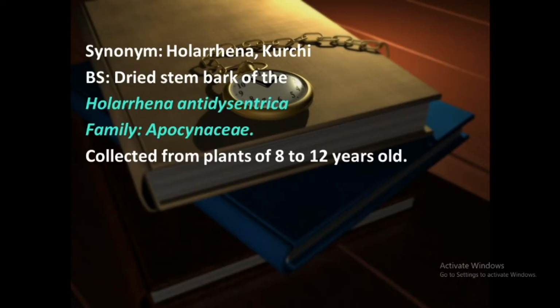So just see the synonym of the Kurchi bark. This Kurchi bark is also known as Holarrhena or simply Kurchi in Hindi. These are the dried stem barks of Holarrhena antidysenterica belonging to family Apocynaceae, and this Kurchi bark is collected from the Holarrhena plant of age 8 to 12 years old. So from the 8 to 12 years old plants, the stem barks are collected, which are known as Kurchi.